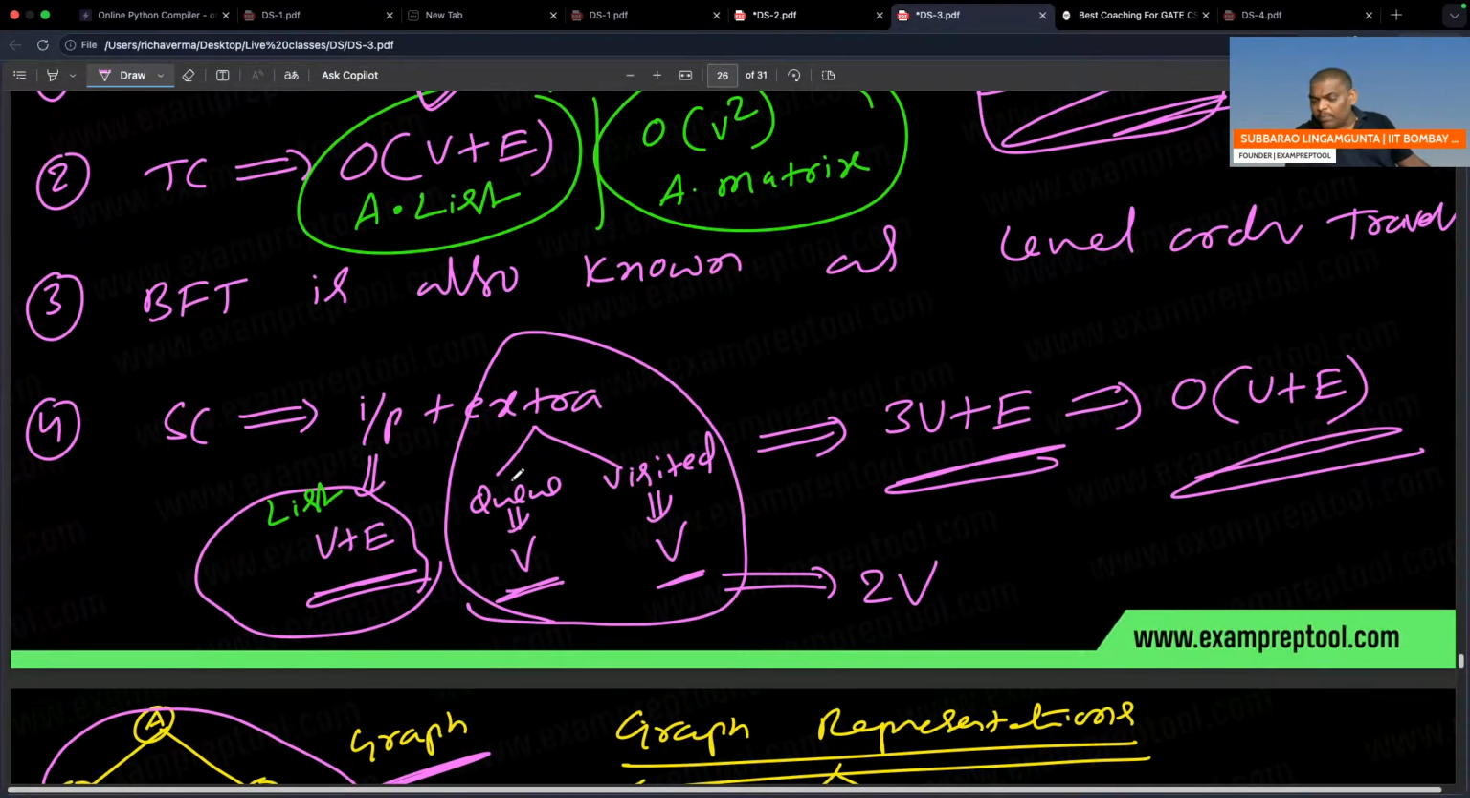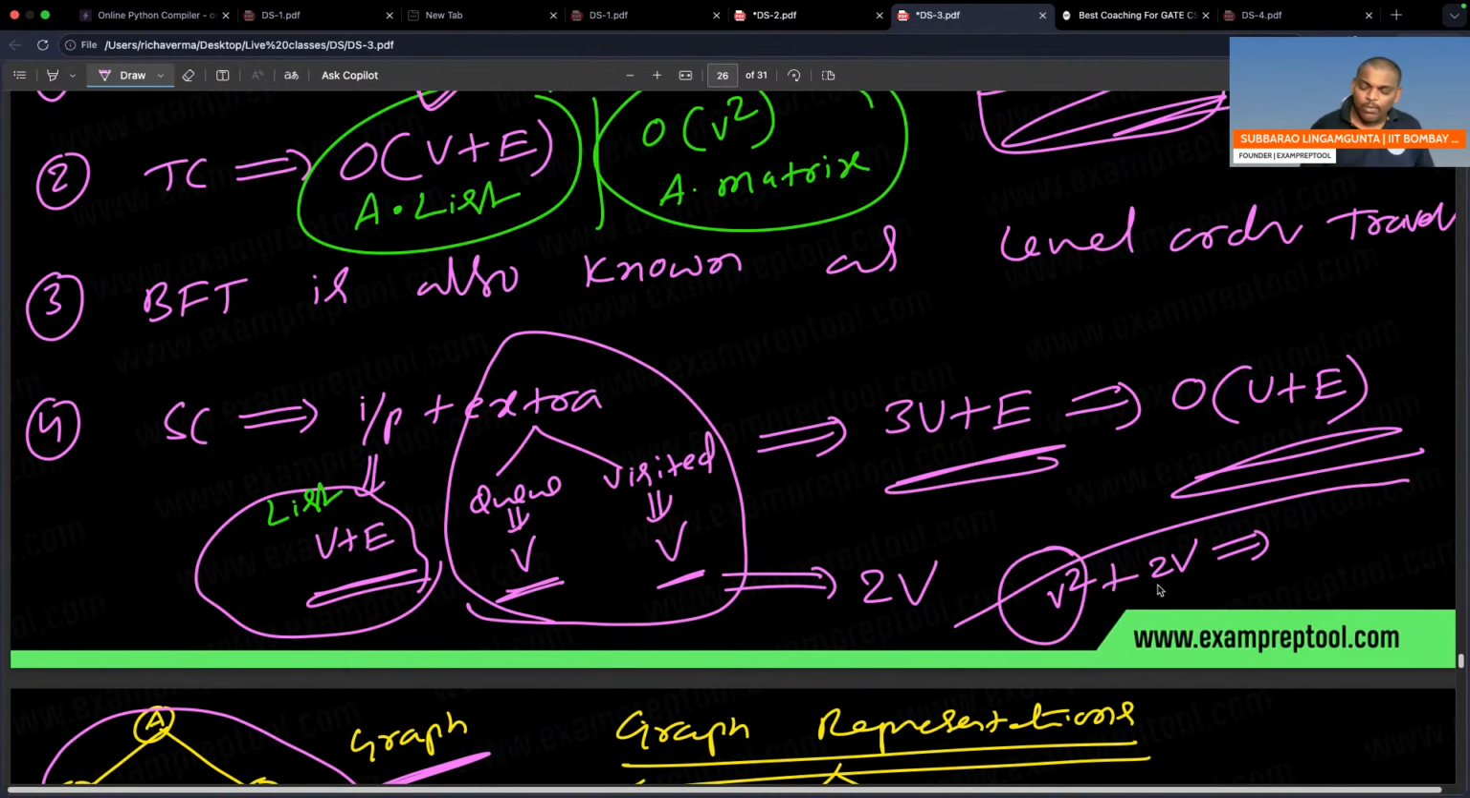Extra space: queue takes V, visited array takes V, totally 3V plus E. Finally, big O of V plus E. 3 is a constant, so you can ignore it: V plus E time, V plus E space. If matrix, V square for the input and 2V for the extra, totally V square plus 2V. V square is far bigger than 2V, so finally V square. This is for matrix.